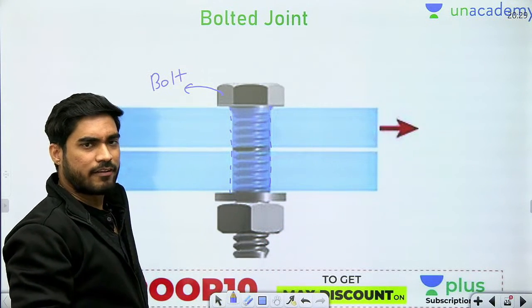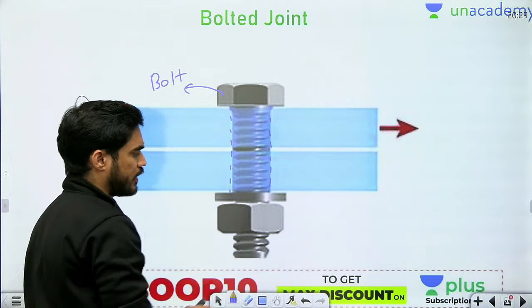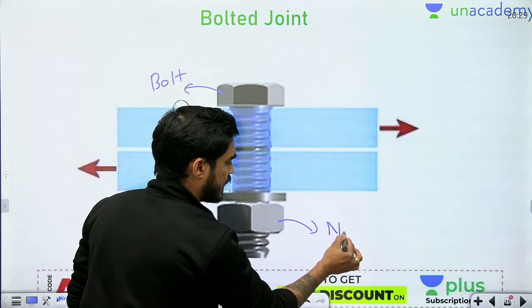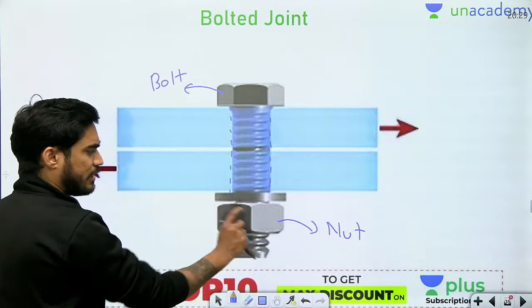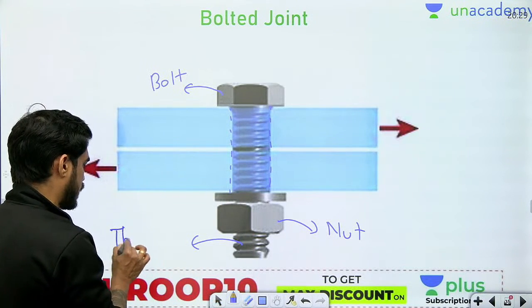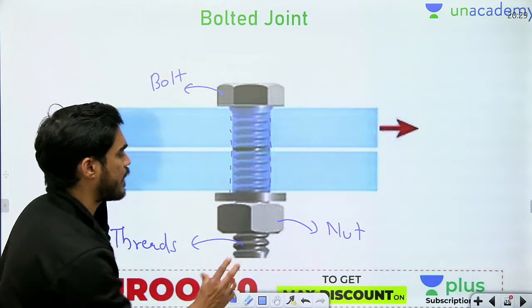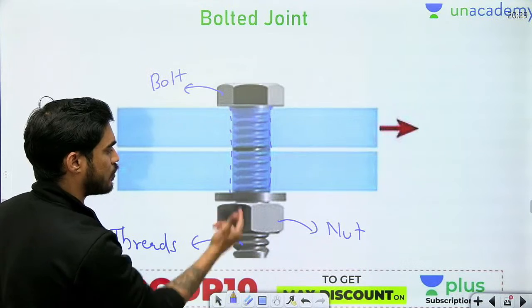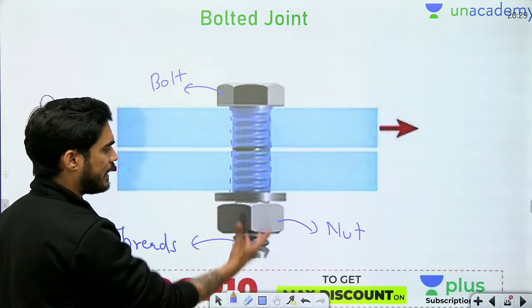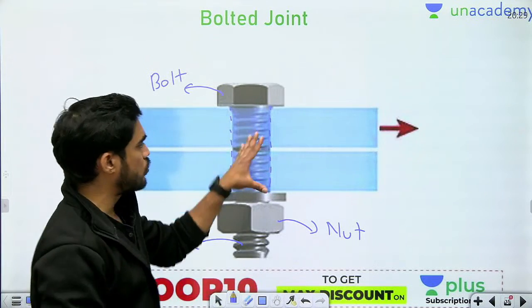So what we will do, from the second end we will insert a nut. What is this? This is a nut. This nut will travel on the bolt from these threads. Can you see? These are the threads. तो ये नट जो है थ्रेड्स के ऊपर ट्रेवल करता है. And then the second end is closed. So this is how bolted joints are made.